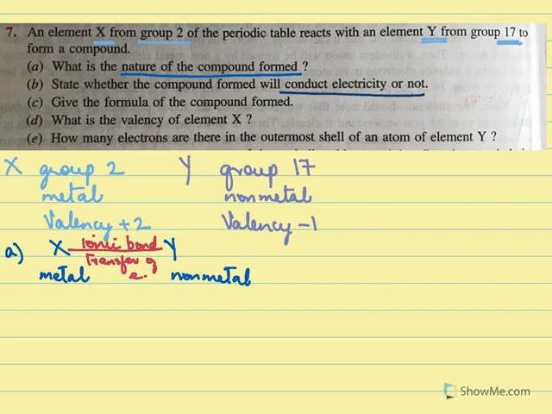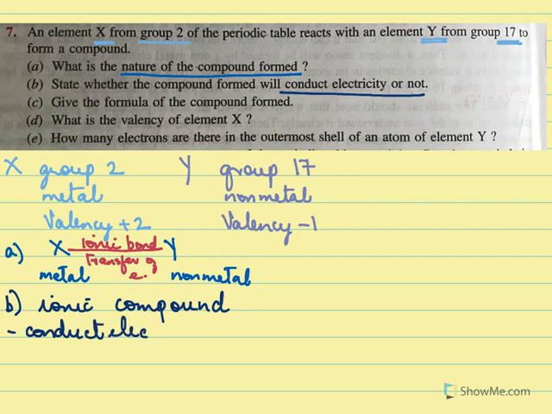Next, state whether the compound formed will conduct electricity or not. Now remember, this is an ionic compound. Ionic bond is formed, so the compound is ionic. And ionic compounds, they conduct electricity in aqueous and molten state. They do conduct electricity. Next question, give the formula of the compound formed. So X, we saw the valency +2, Y valency -1. So the compound will be XY2. This will be the formula between these two elements.